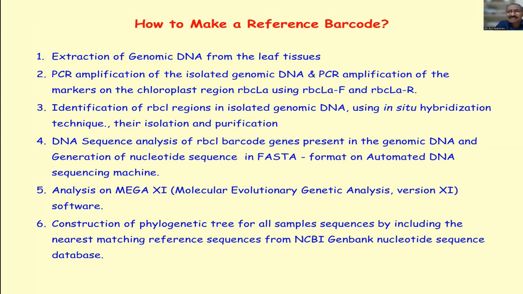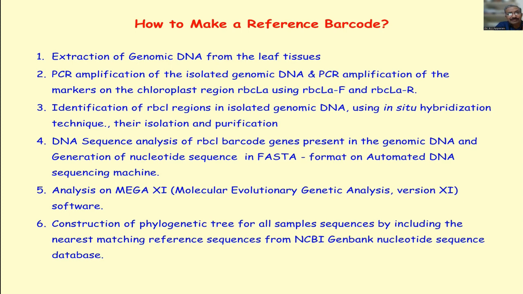Once the DNA has come up, it is digested with restriction endonucleases, to make the enormously long DNA into small fragments. These fragments are amplified with the help of PCR. The PCR amplification of the isolated genomic DNA and PCR amplification of the markers. I told you what the marker is. A marker is a particular sequence of DNA which can go and bind with your rbcL conserved region.